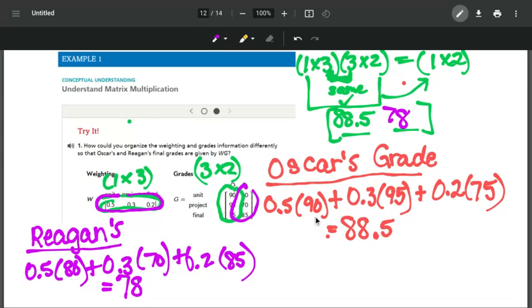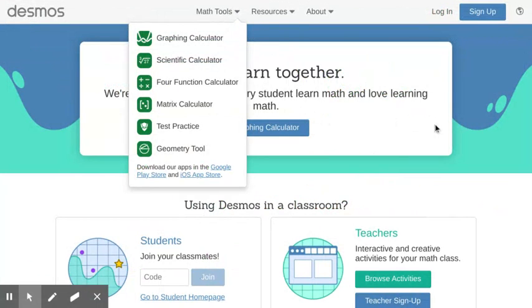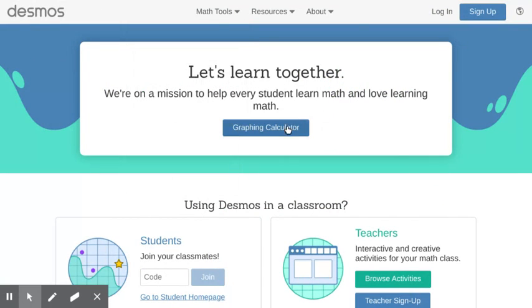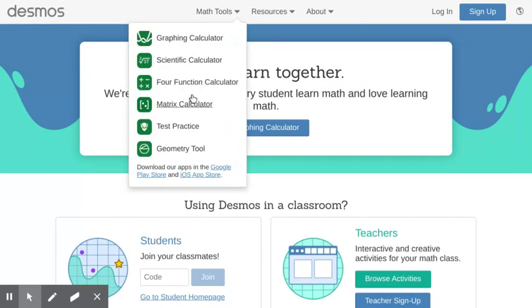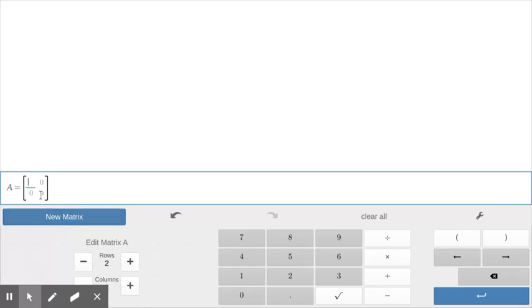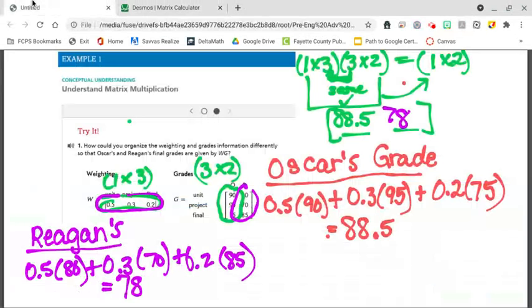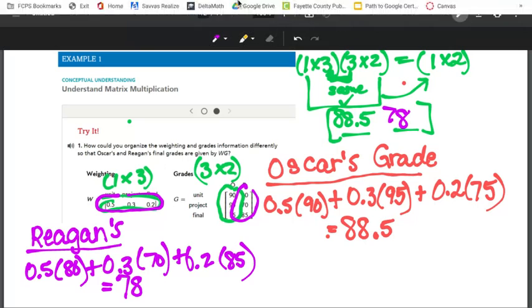Now the layout of this can get confusing, so you can also do this with a calculator. So if you go to Desmos and you go into Math Tools, so when you go to the Desmos page right here, instead of clicking on the graphing calculator, pull up a matrix calculator, and then you can set up a new matrix. You can pick how many rows and how many columns you want. So I wanted 1 row and 3 columns. And I wanted the numbers 0.5, 0.3, 0.2.